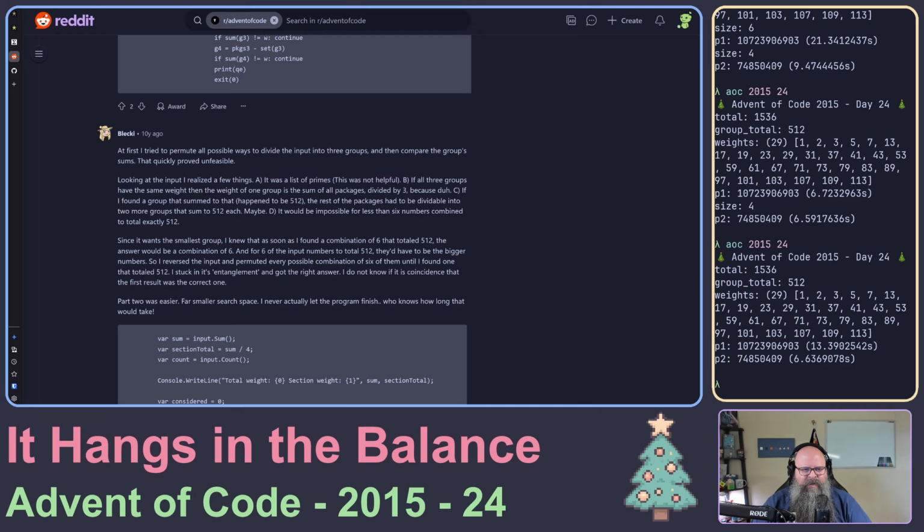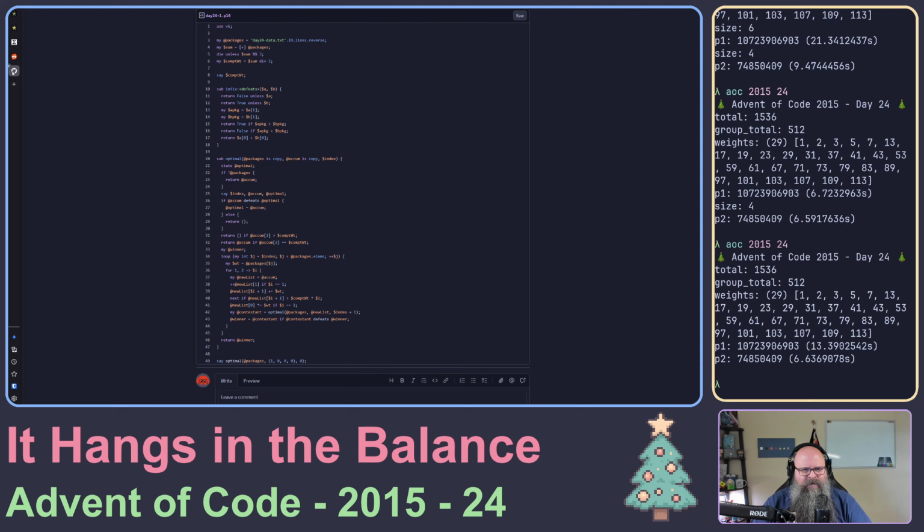If all three groups have the same weight, then the weight of one group is the sum of all the packages divided by three. Because if I found a group that summed to that 512, the rest of the packages had to be divisible into that. It would be impossible for less than 6 numbers combined to total that. Yeah, that was what I was thinking too. Since it wants the smallest group, why 6? I think you can do it in 5, right?